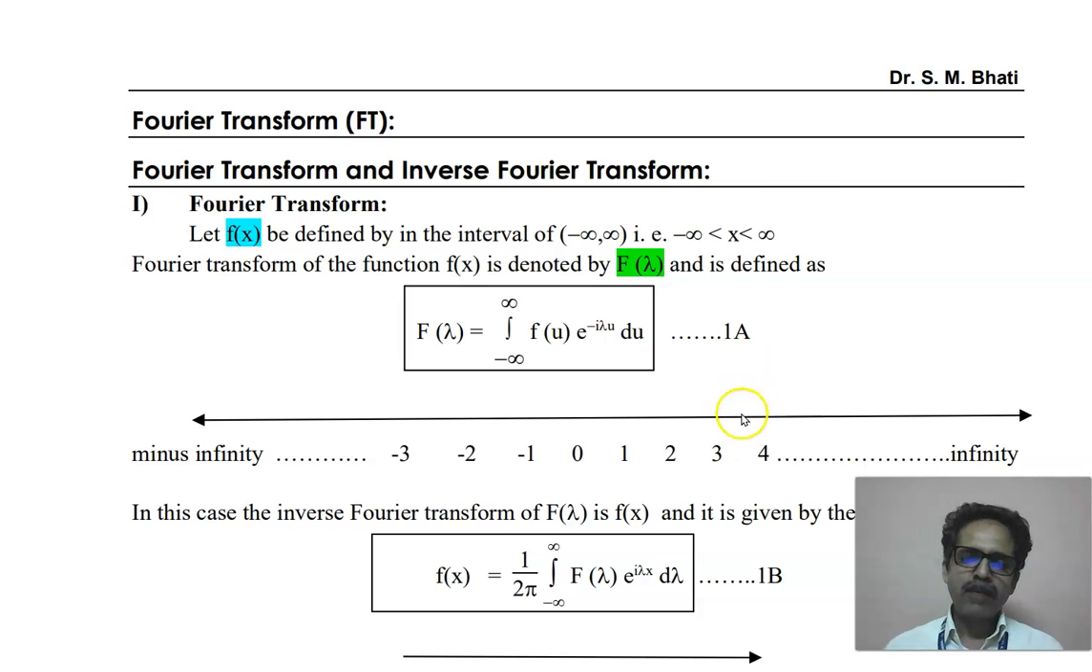Definitely if the function f of x is given, then its Fourier transform, that is capital F lambda, can be obtained from this equation 1a. Conversely, if we know the value of capital F lambda, then using this equation by taking the value of capital F lambda in right hand side and making simplification, that is integration with respect to lambda, we can obtain the value of f of x. That means if capital F lambda is required, we can use this equation. If capital F lambda is given and small f of x is required, we can use equation 1b.